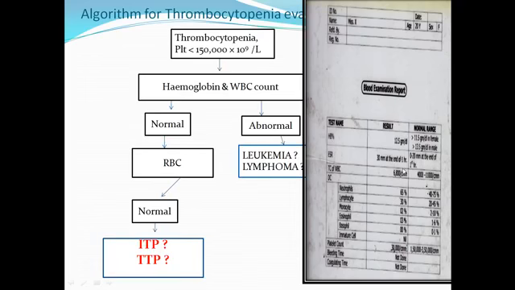On the other hand, if we look towards this normal RBC morphology, although we have to examine packed cell volume, MCV, MCH, MCHC, a lot of parameters to see the RBC morphology. Although these parameters are not available here, think that it is normal. So RBC morphology normal. So it may be a case of ITP or TTP.